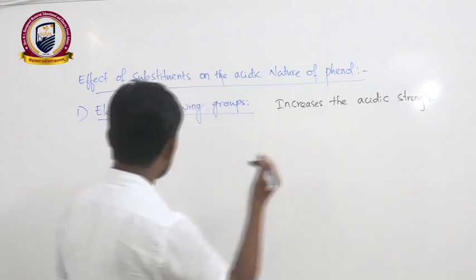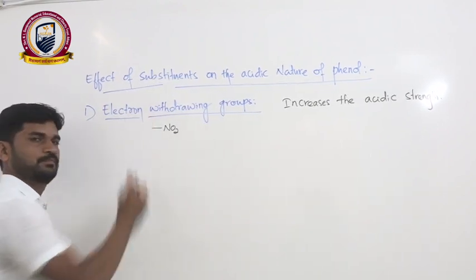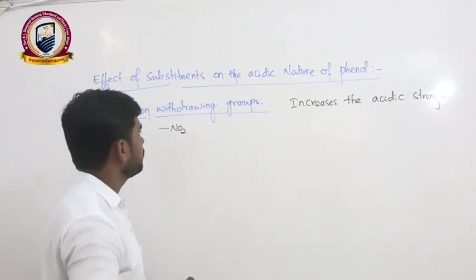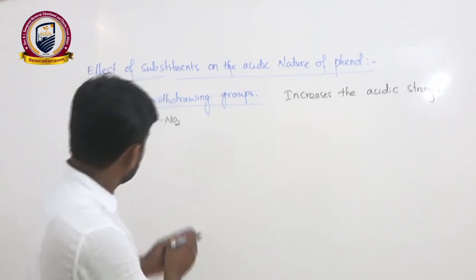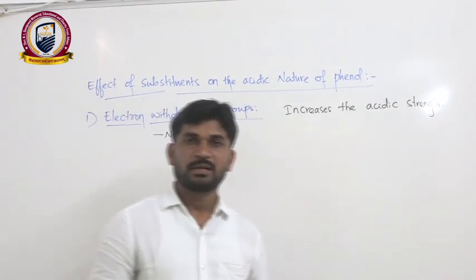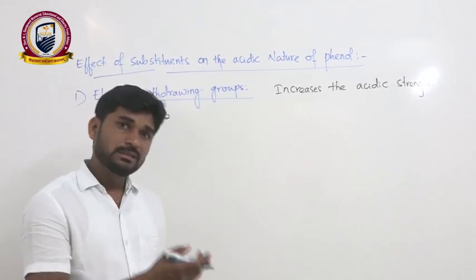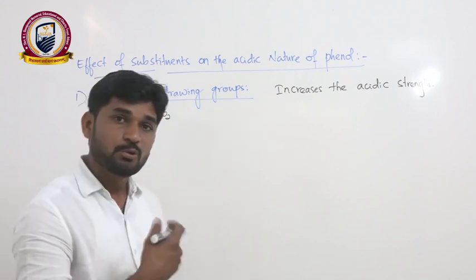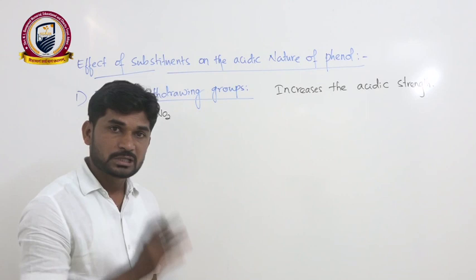So let us take one electron withdrawing group, I will take an example, the nitro group. If the phenol is attached with the nitro group, which is most acidic? But we know that the nitro group may be present on the ortho position, it may be present on the meta position, and it may be present on the para position. Among all these three substituted phenols, which is most acidic? So here, the position of the substituent also matters.